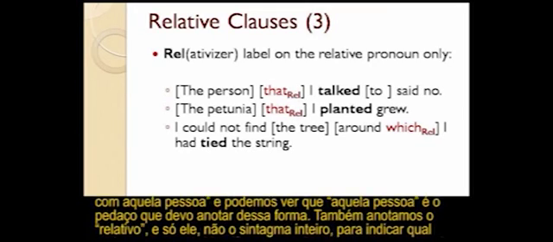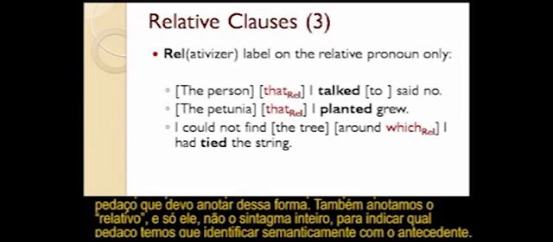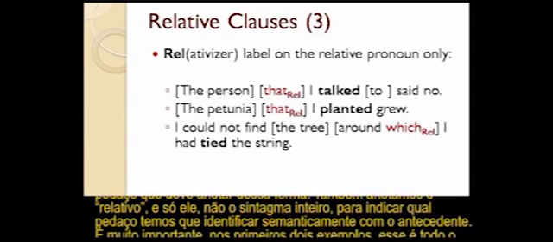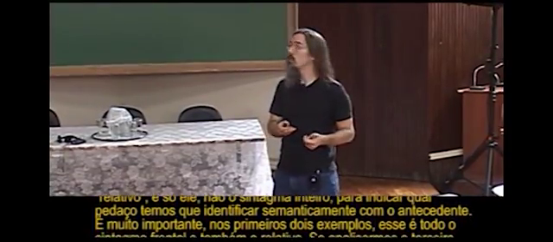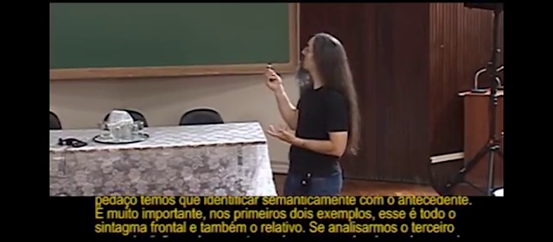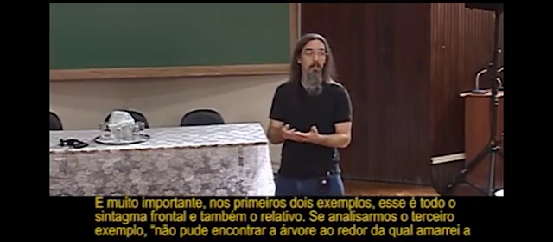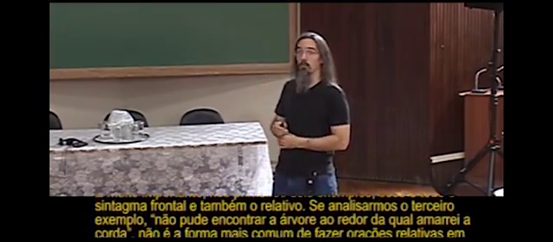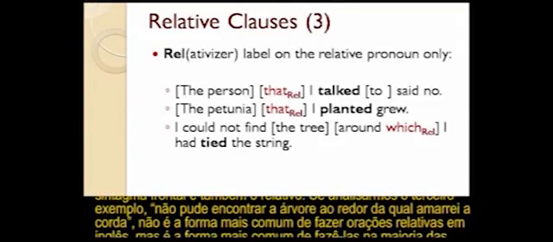We also annotate the relativizer, just the relativizer, not the whole relative phrase, to indicate what piece you would have to semantically identify with the antecedent. So this is most relevant. In the first two examples, that is the whole fronted phrase, and it's also the relativizer. But if you look at the third example, I could not find the tree around which I'd tied the string.